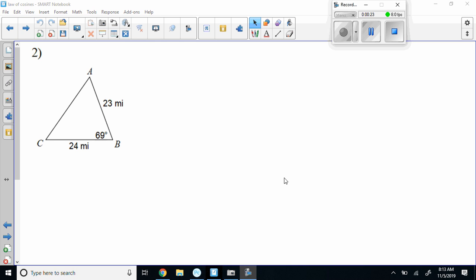Go. Now, what are we looking at, guys? What scenario are we looking at? Side angle side. Why is it important to identify that?